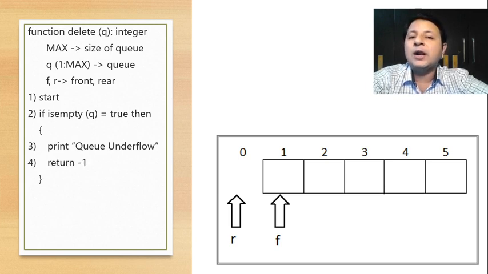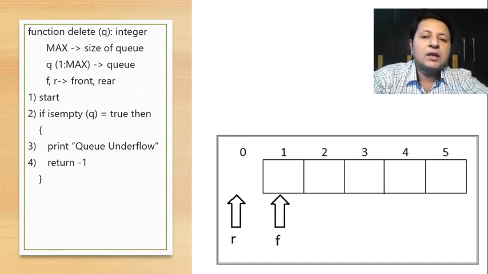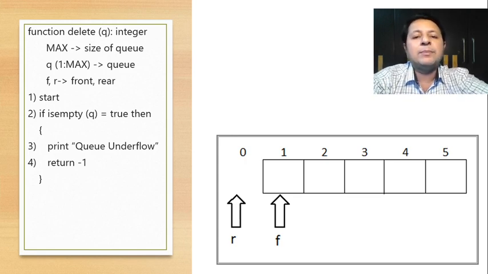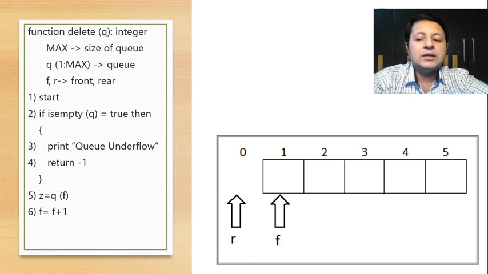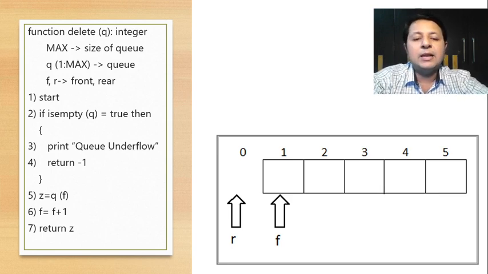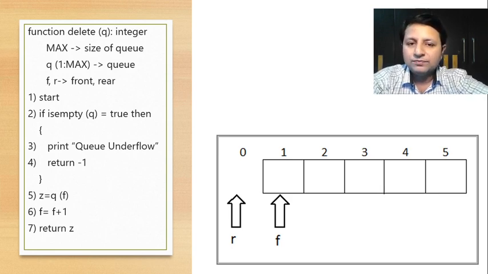Now if the queue is not empty, remember one thing, in queue the deletion is done from front. So ideally I have to delete the element at front and I have to increment front. But then if I return the element directly, it will not be possible. And that's the reason we will take again a temporary variable z, which is used to store the element at q of f. Then my f can be incremented and then I'll return the deleted element as z. Fine, so that is how you will be able to delete the element from the queue.